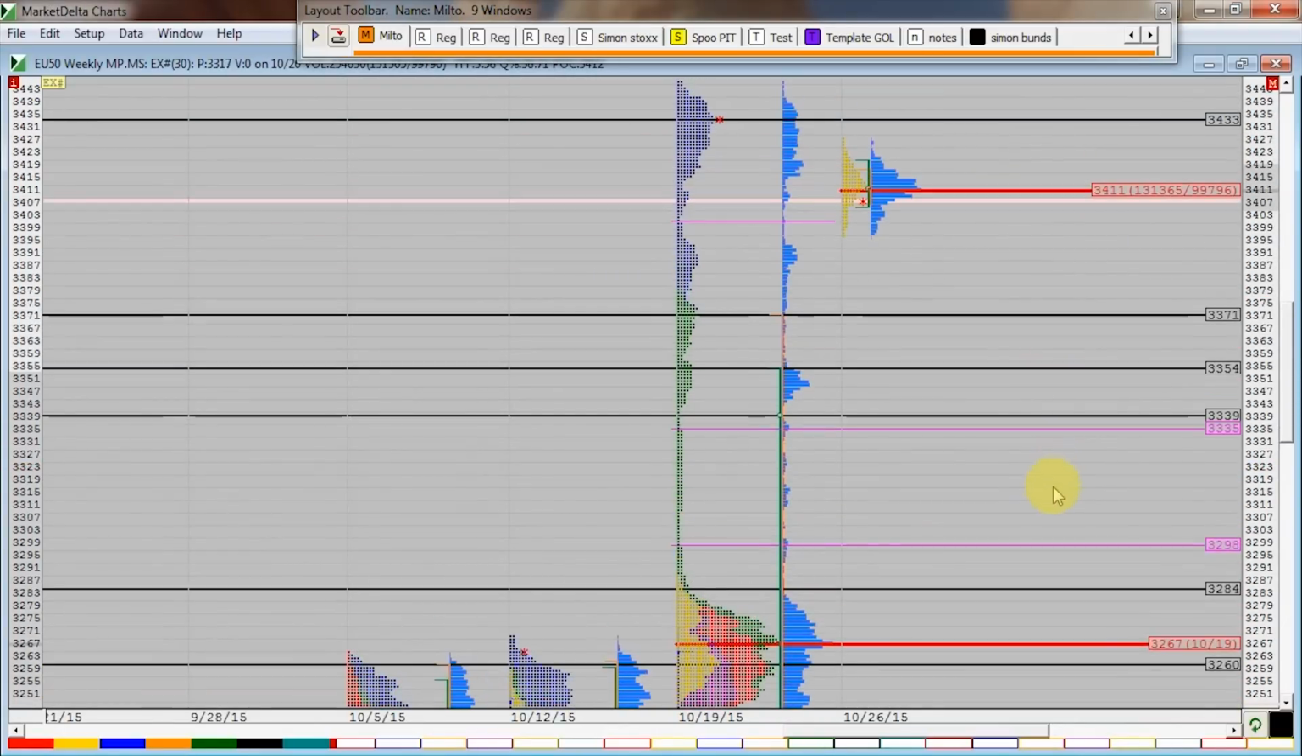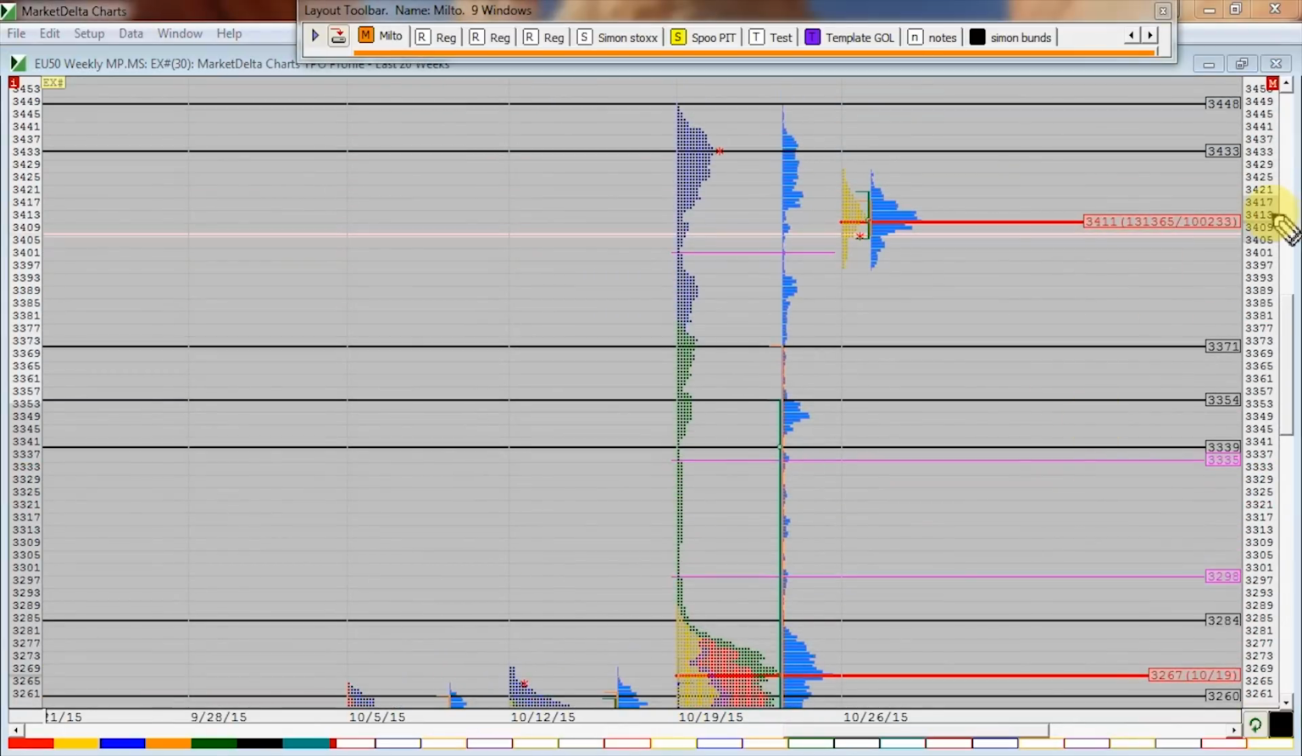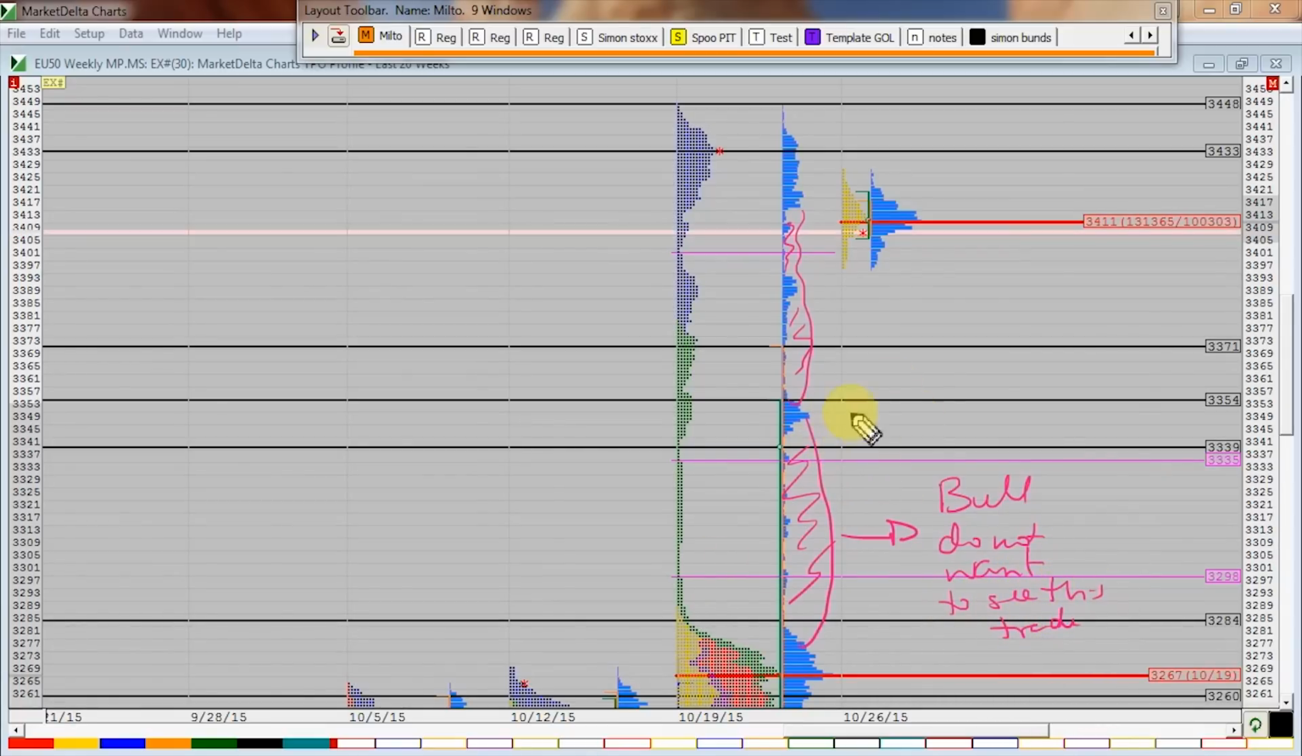Obviously, we've got a very, very elongated profile, very lightly traded. So you can see all these regions here, lightly traded. This whole region in here, lightly traded. But you really don't want to see this trade. As a bull, you do not want to see this trade. And that kind of fits in with the scenario.